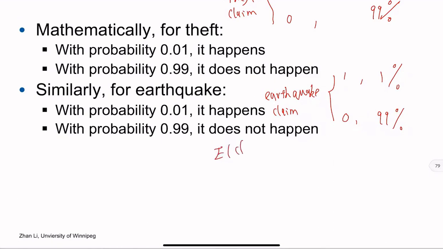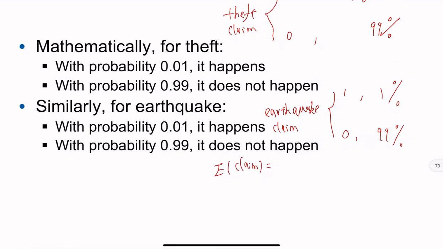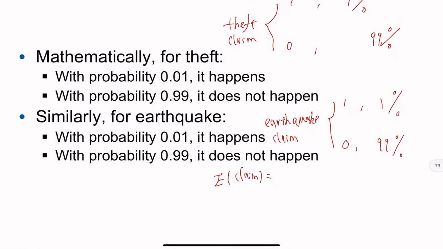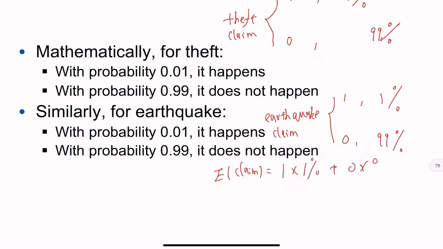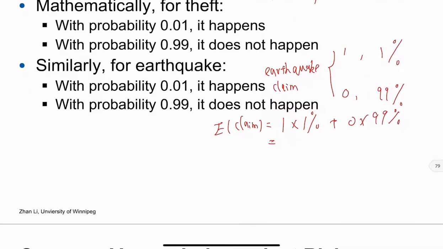So the expected claim is, I'll just calculate theft claim because theft claim and earthquake claim have the same expected claim, right? So the expected theft claim equals, it happens with 1% chance, and it does not happen with 99% chance. So this implies that the expected claim is just 1%.